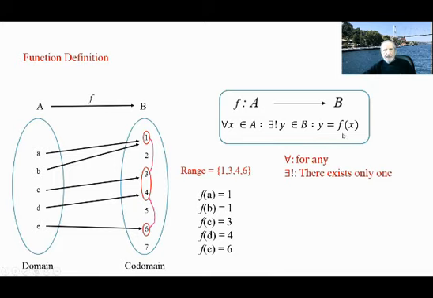So we set the definition as follows. For any x in A, there is only one y in B, where y is equal to f(x). The values that the function is taking, the images 1, 3, 4, and 6 in this example, together form a set called the range of the function. And here are the values, the images of the function at a, b, c, d, and e.